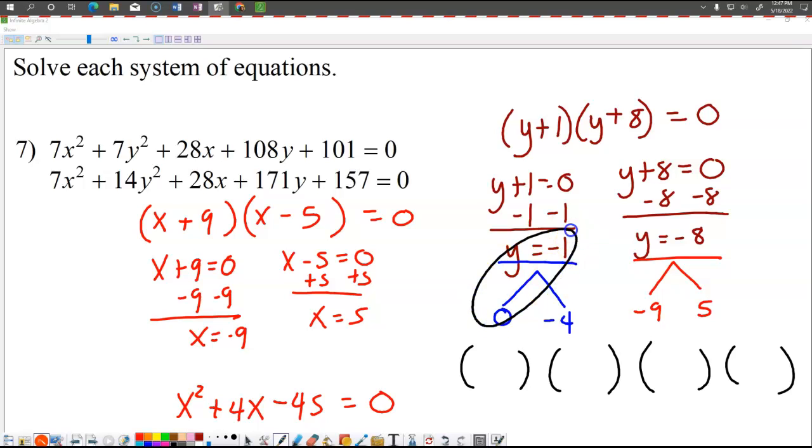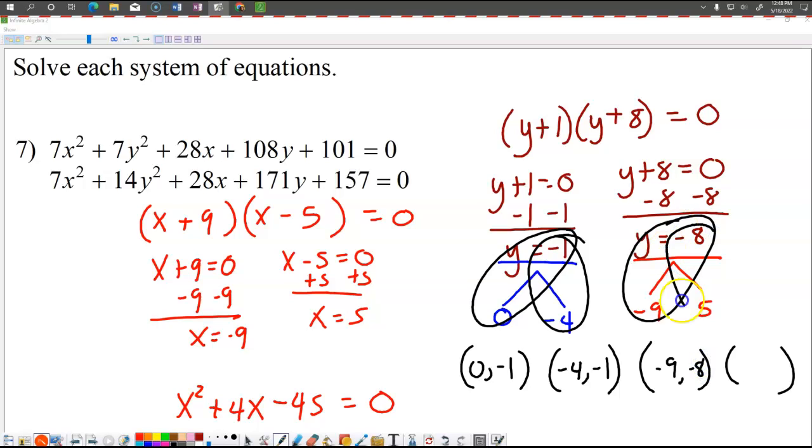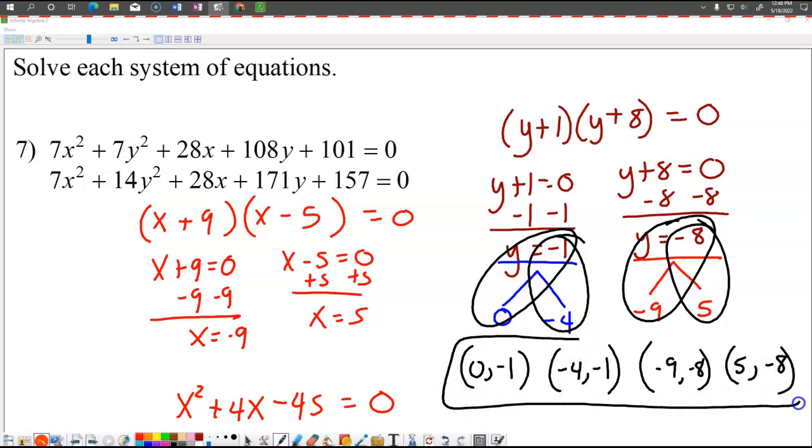I've got this pair. When x equals 0, y is negative 1. I've also got this pair. When x equals negative 4, y equals negative 1. I've also got this pair. When x equals negative 9, y equals negative 8. And I've also got this pair. When x equals 5, y equals negative 8. So I've got 4 answers that satisfy that equation.